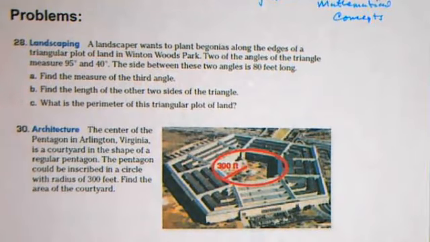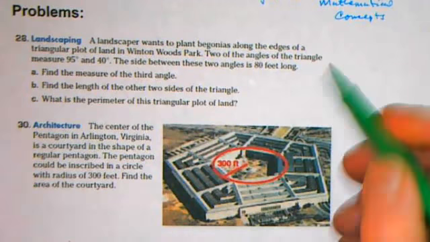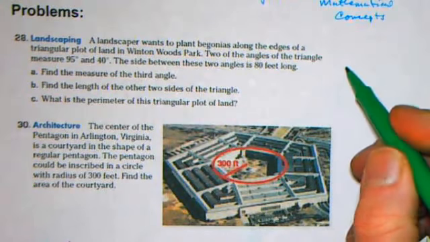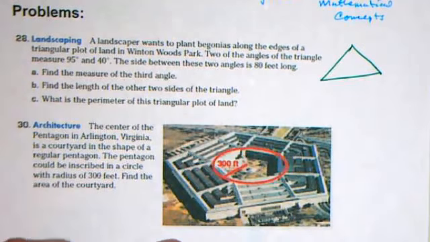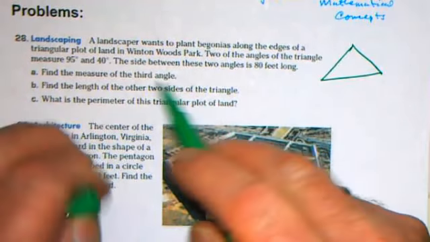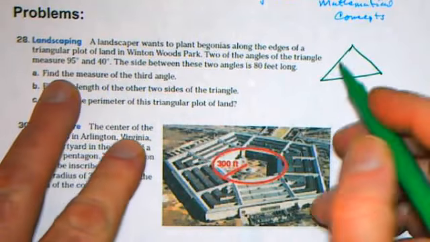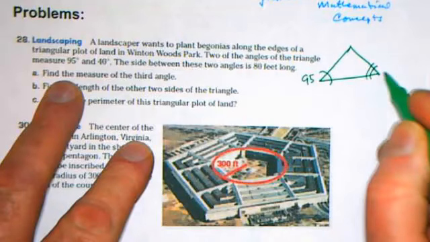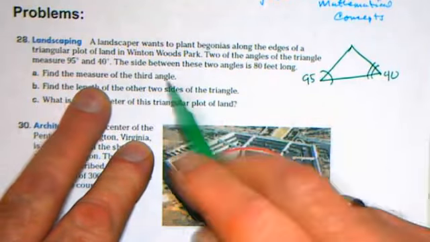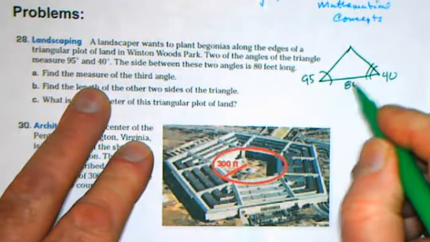So we have this landscaping problem. It says that a landscaper wants to plant begonias along the edges of a triangular plot of ground. So I'm going to sketch a triangle and represent the information. The triangle does not have to be to scale. Two of the angles are 95 and 40, and the side between these angles is 80 feet long.